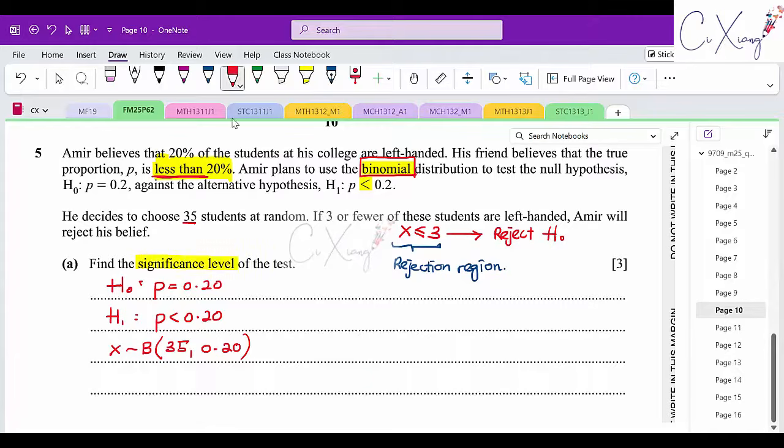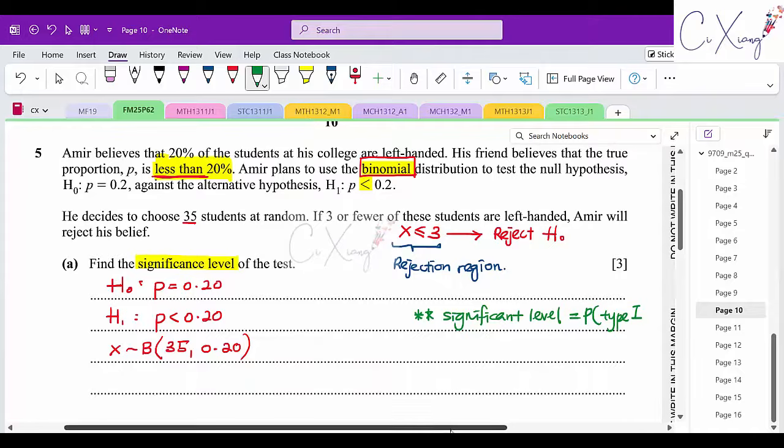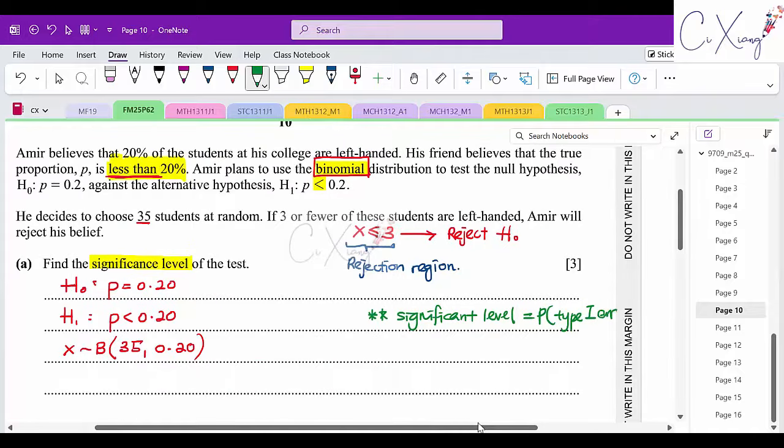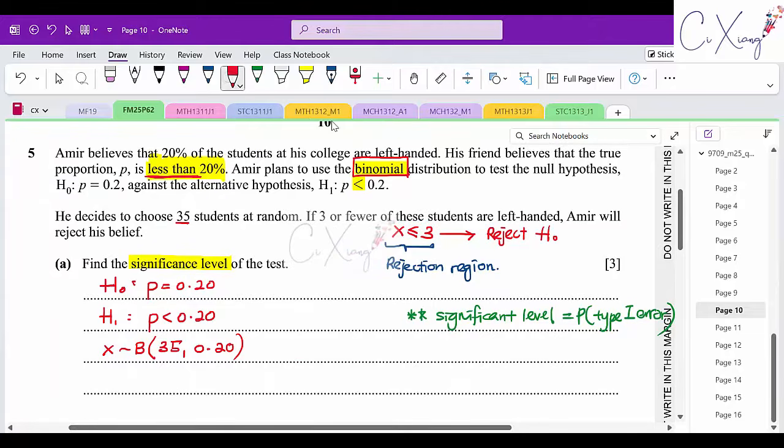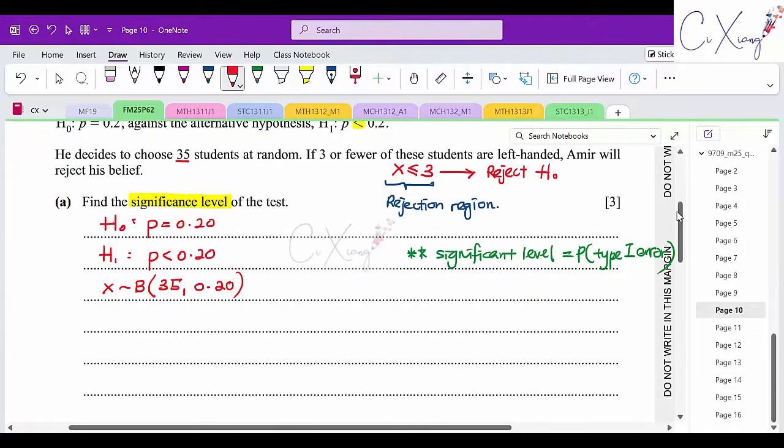Alright, so we need to actually remember the definition. The significance level of a test is equal to the type 1 error. For this question, they want us to find the significance level. Therefore, we have to find the type 1 error first. I already know the distribution, right? So we start from here.